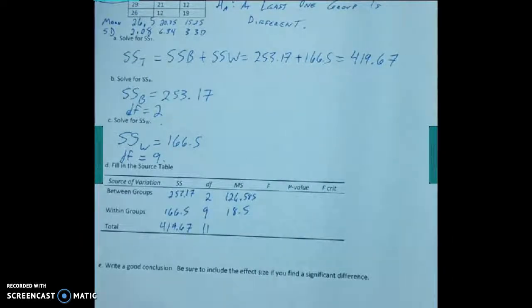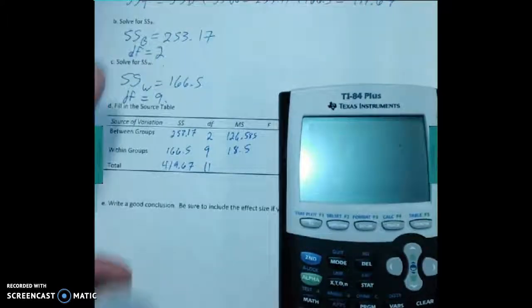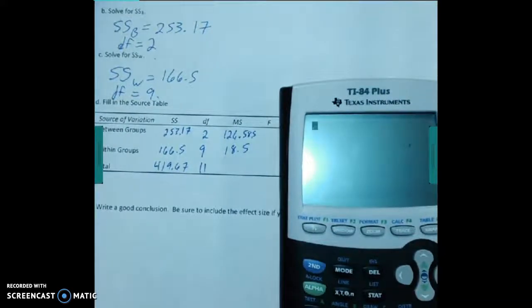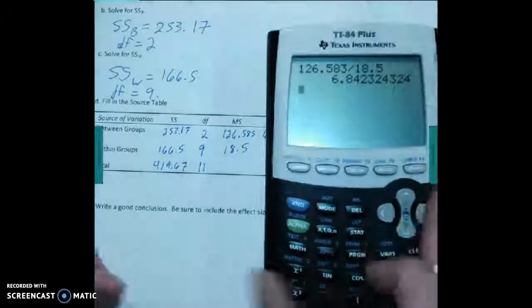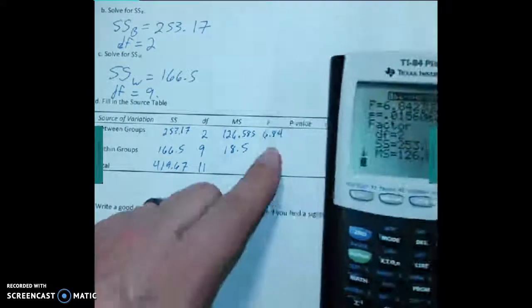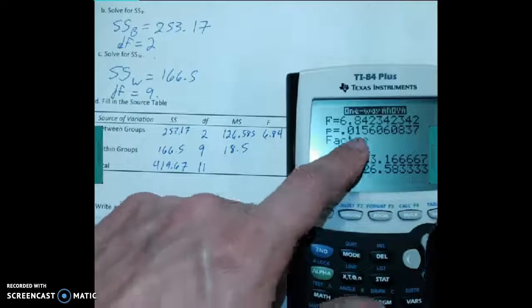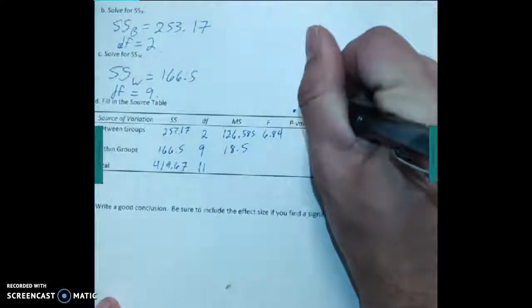Now to get that F statistic, we're going to divide these two things. 126.583 divided by 18.5. That's going to give me 6.84 for my F statistic. Can I confirm that on the calculator? Yeah, sure. Check out the F statistic at the top here, 6.84, just like I calculated. Now it's going to give me a p-value, 0.0156. The only way to get that p-value normally is to compare it to the critical value, and we could say less than or greater than 0.05, but since the calculator gave it to me, I'm just going to write it right up here, 0.0156.